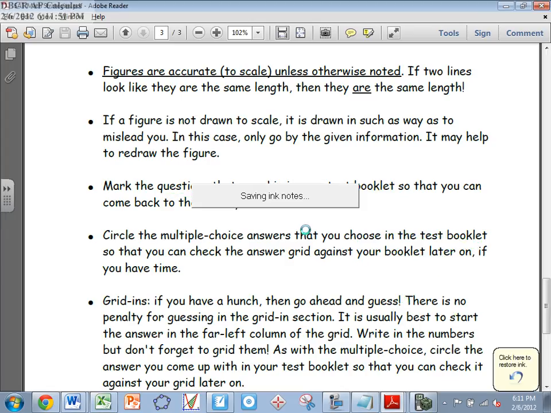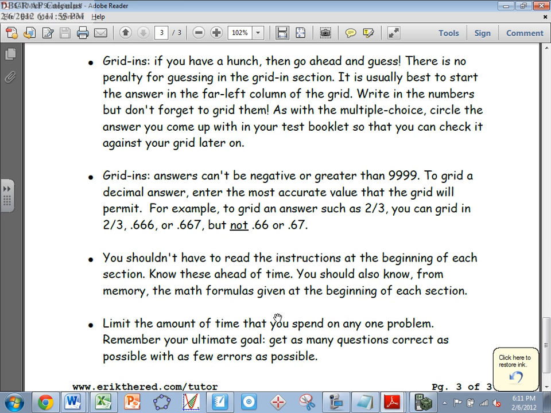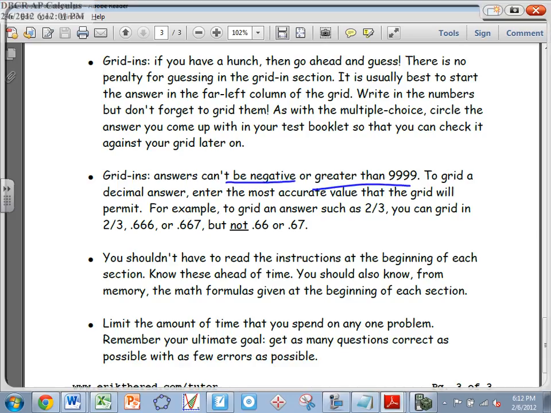Finally, grid-ins. Again, we talked about this last class, so I'm not going to iterate them so many times. Can't be negative or greater than this number. If you have a hunch, take a guess. If you don't have any idea, try 0 or 1 as your answer, if you have no clue whatsoever. If you have any hunch, take a guess. You can't lose points on a grid-in.